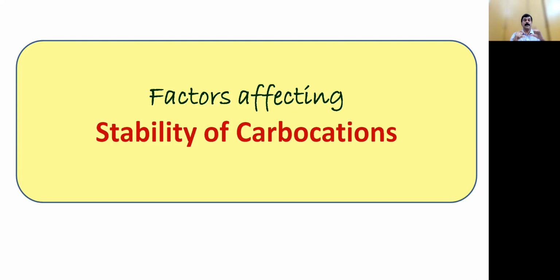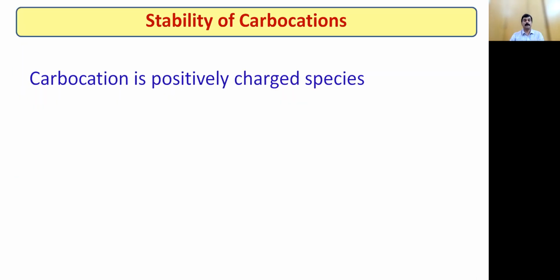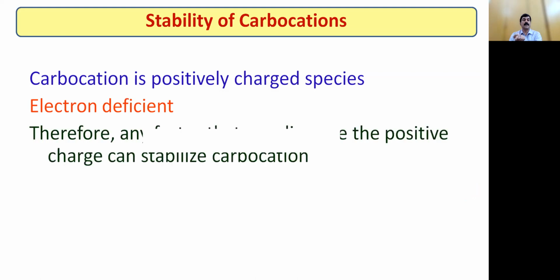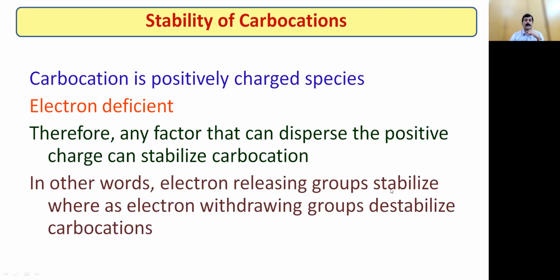Now let's move on to the stability of carbocations. What are the different factors that will influence the stability of carbocations? Because it is one of the most important reactive intermediate in reaction mechanism. So carbocation is positively charged. So therefore, any factor that will disperse the positive charge will naturally enhance the stability. So therefore, electron releasing groups will stabilize, whereas electron withdrawing groups will destabilize carbocations.